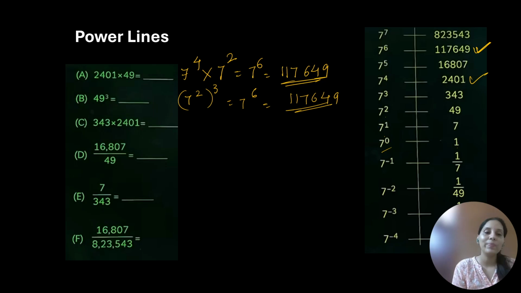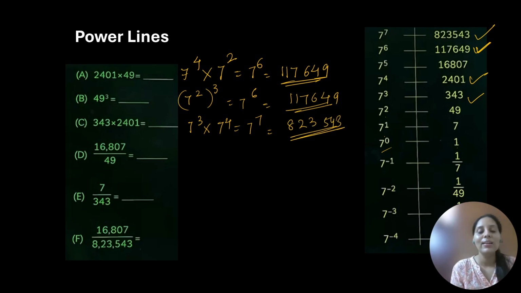It's so easy. Now 343 कहाँ है? 7 cube. 2401 कहाँ है? 7 power 4, which is 3 plus 4, 7. So 7 power 7 is 823543. Now it's a fraction.